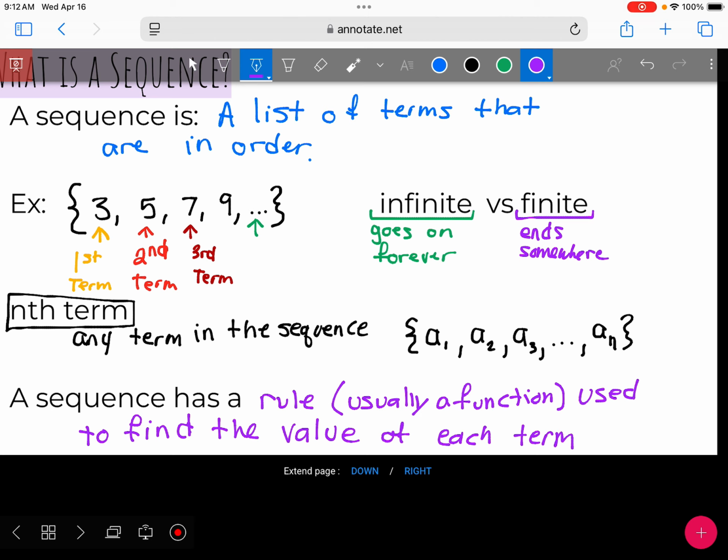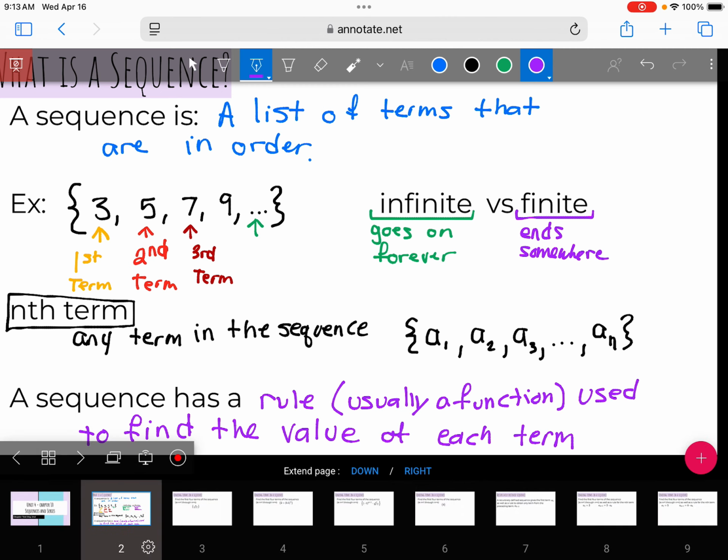Used to find the value of each term. So a lot of times we're going to be given equations, given pieces that we need to have. I'm going to start by showing us a couple of function rules. We're going to use them to find the first few values. I'm going to give you a little bit of time to write this down.